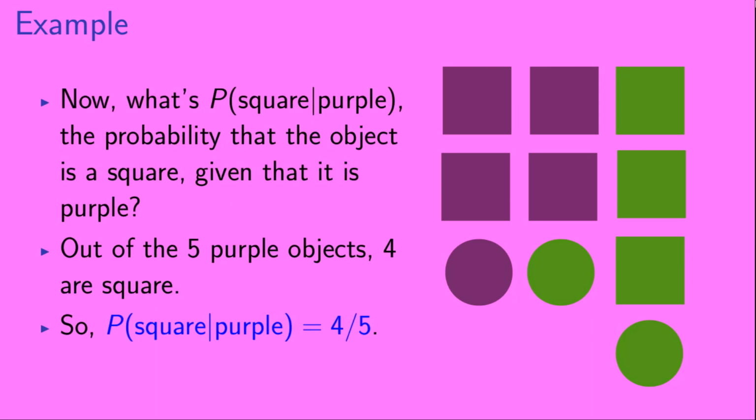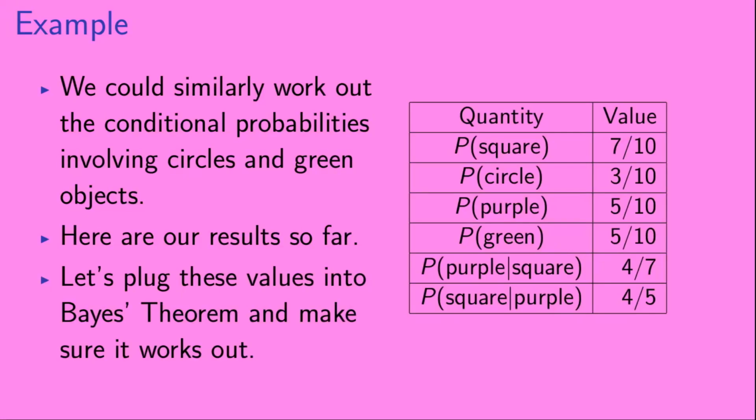Okay, now what's P of square given purple? The probability that the object is a square given that it is purple. So out of the 5 purple objects, 4 are square. This means that P of square given purple is equal to 4/5. We could similarly work out the conditional probabilities involving circles and green objects. So here are our results so far, in the table at right. Let's plug these values into Bayes' theorem and make sure it works out.